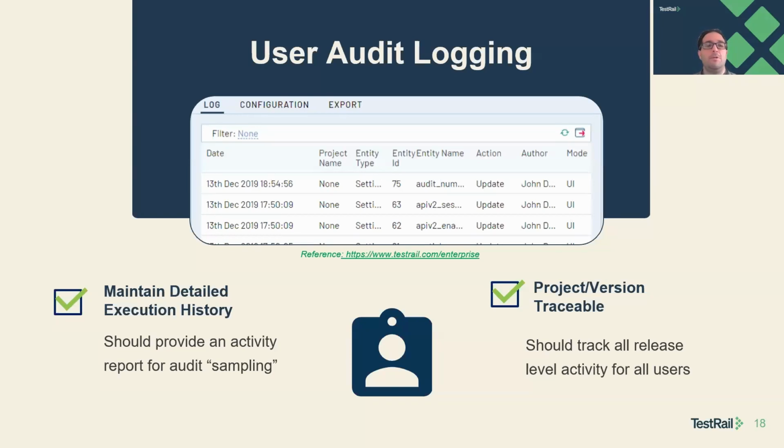This is just a screenshot from TestRail Enterprise. It shows some audit level logging. And I say again, however you have tooling configured to be able to do this, definitely be thinking about it. I've seen that type of question both from audit level and also from just overriding results and understanding what happened and tracking this back to an actual test version or a project or a date or time.